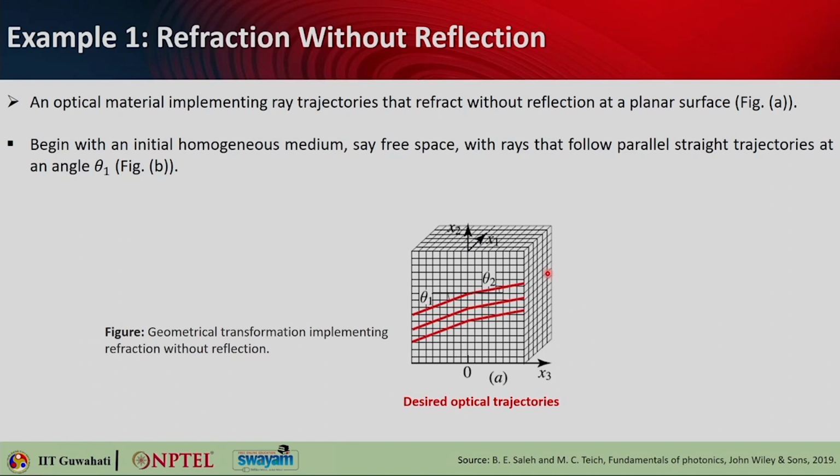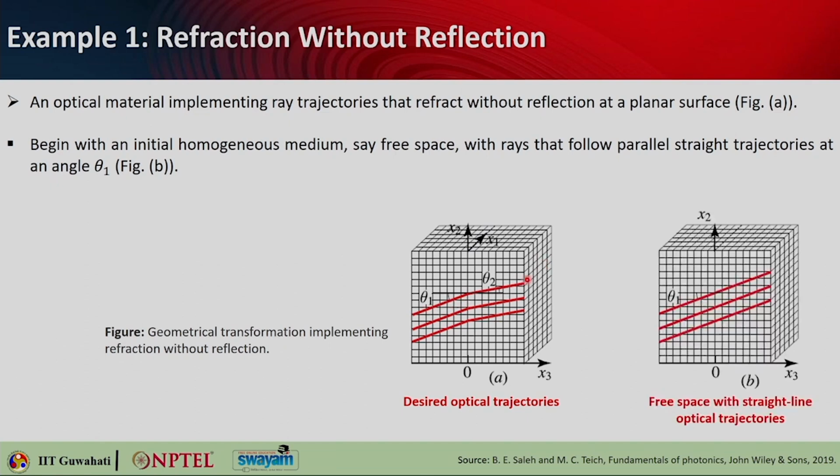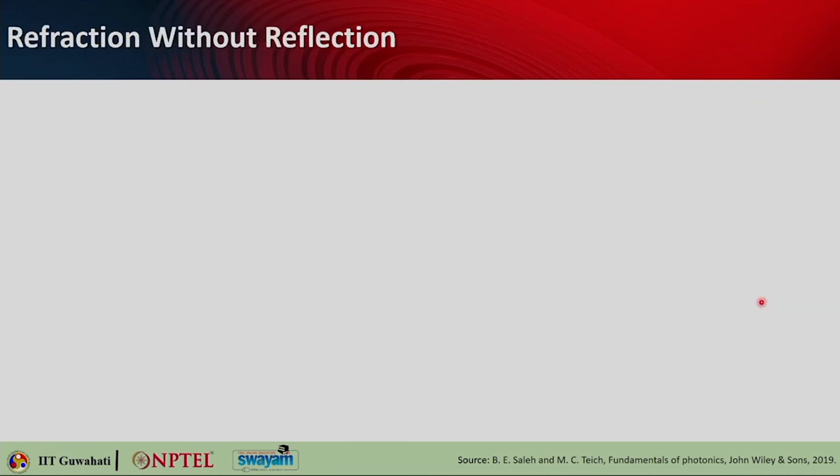Let us first start with an initial homogeneous medium, say free space, where the lines will follow straight parallel trajectories at angle theta 1, something like this. We need to design the material that does this kind of bending. So, this is our desired optical trajectory. Now, we start by assuming that this part is free space. If it is free space, what will happen? There will be straight line optical trajectories, with no bending or anything.